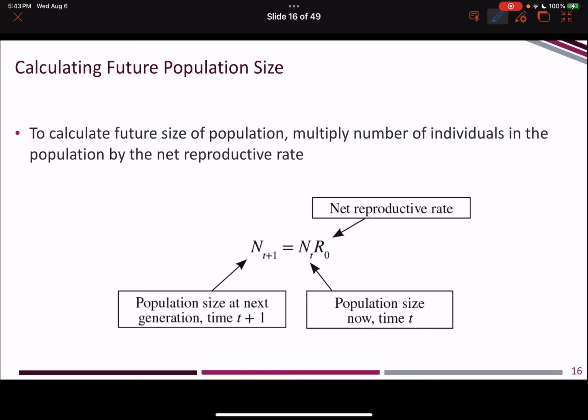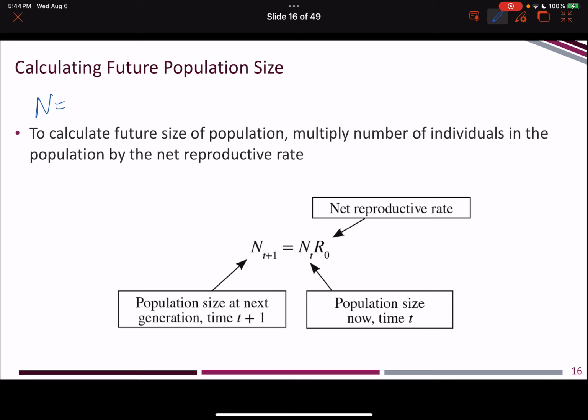Once we know our population size, we can move on to studying how populations grow over time. To do this, we are going to use sort of a general calculation here. This is an equation that connects the number of individuals with the reproductive rate, and it allows us to calculate a future population size. So let's start with the variables that are here.